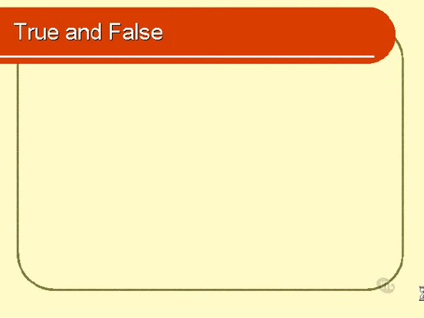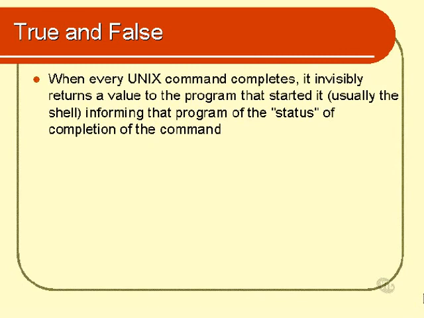Now, we probably already understand what true and false is from a social perspective and probably even from a logical perspective. But we need to understand true and false as it pertains to shell programming. So let's look at what I mean by that. The first thing that you need to know is that when every Unix command completes, it does something that you probably are not aware of. It actually invisibly returns a value to the program that started it.